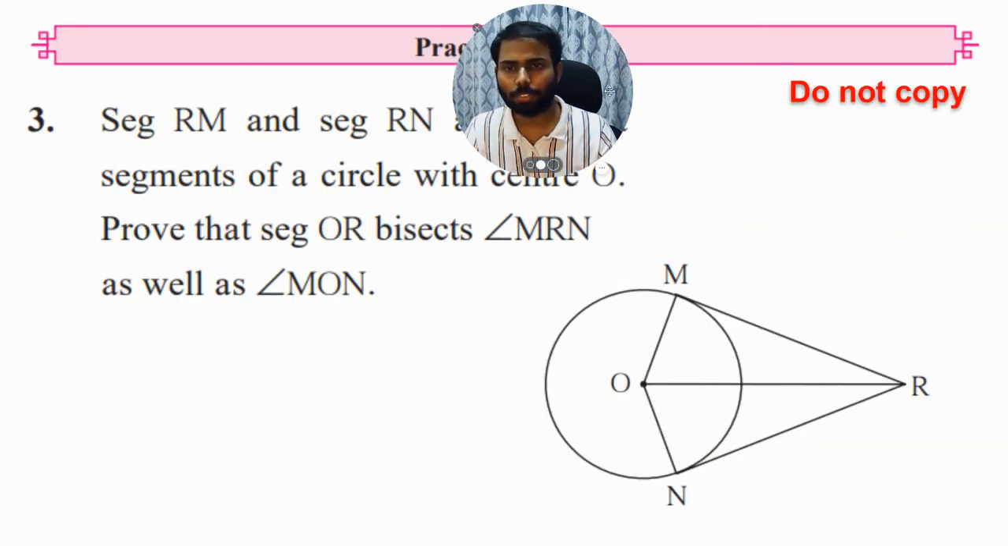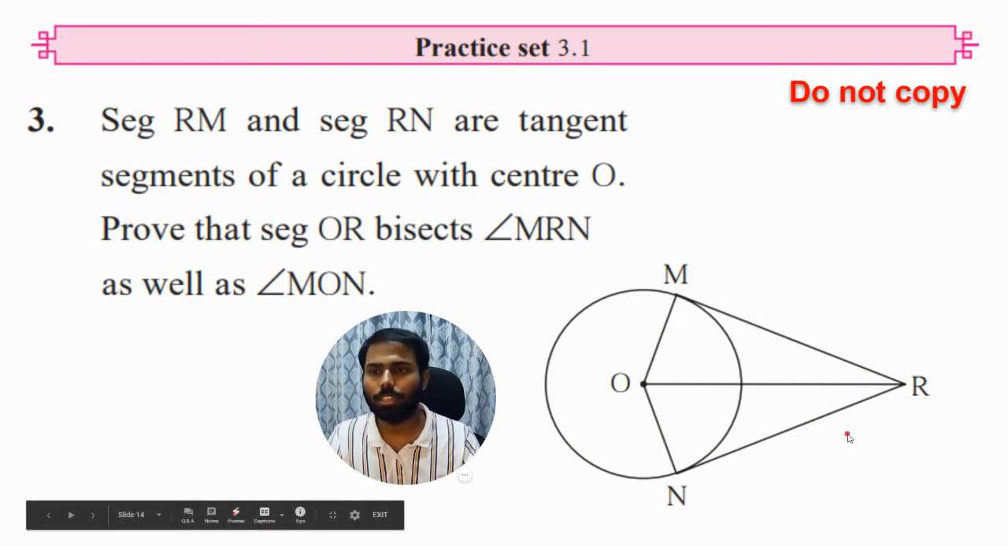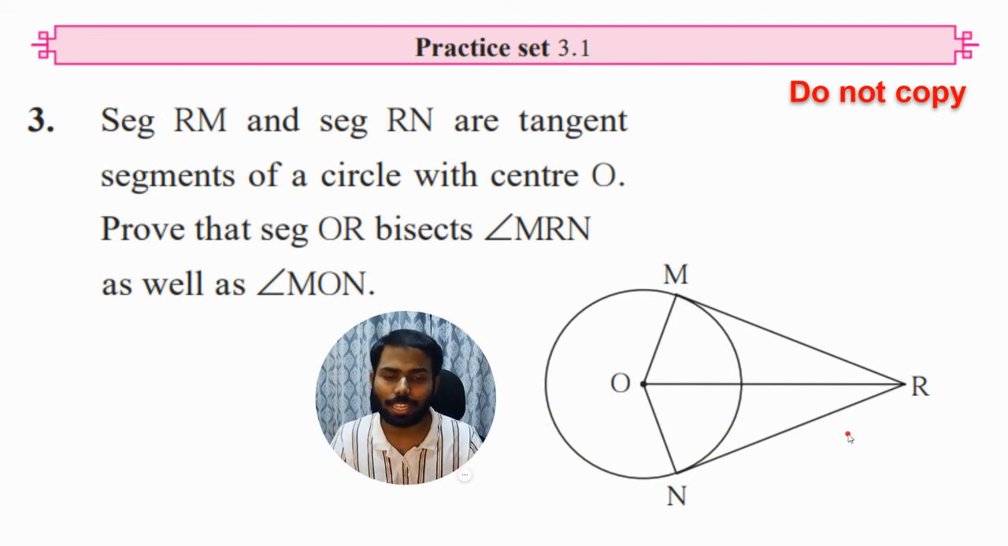Let's move ahead. This is the third sum of practice set 3.1. What are they saying? Segment RM and segment RN are tangent segments of a circle with center O. So this is your circle with center O, and they're saying segment RM and RN are tangent segments. Very similar to the previous sum. In fact, it's the exact same figure from our previous sum. Then what are they asking us to prove? They're asking us to prove that segment OR bisects angle MRN.